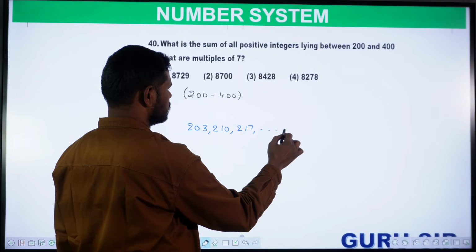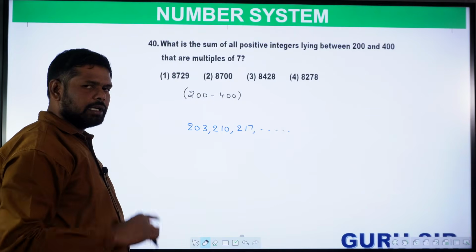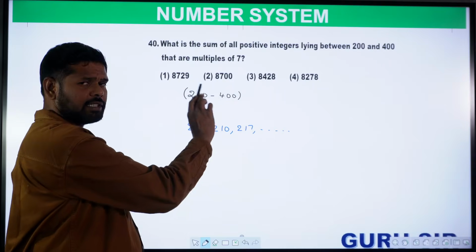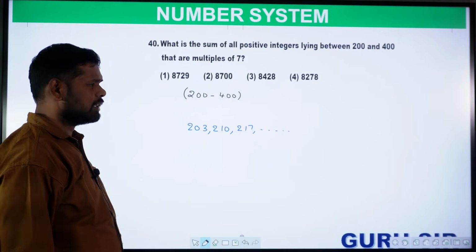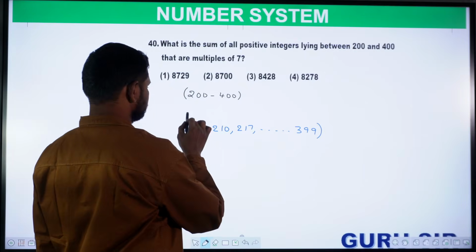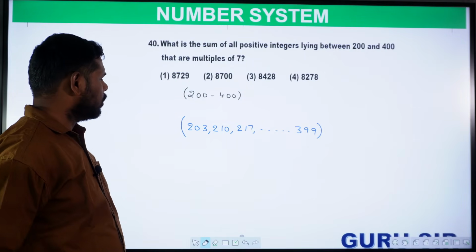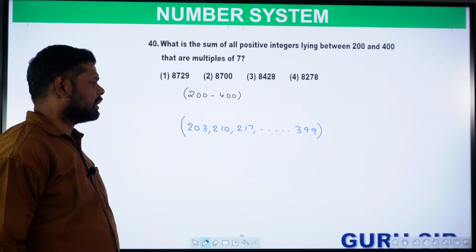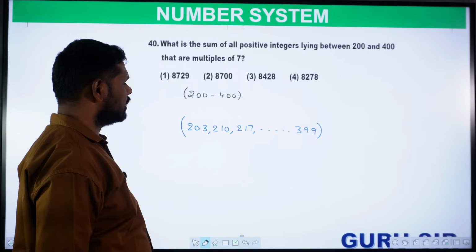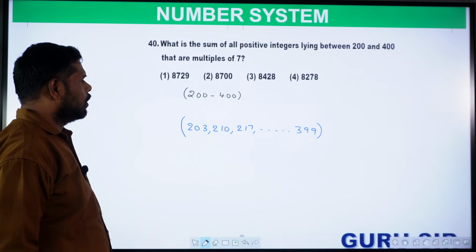Then 217 and so on, up to the last one. Again, divide 400 by 7. 7 times 57 is 399, remainder 1, which means 399 is divisible by 7. So the numbers are 203, 210, 217, and so on up to 399. Clear? These are all the terms.